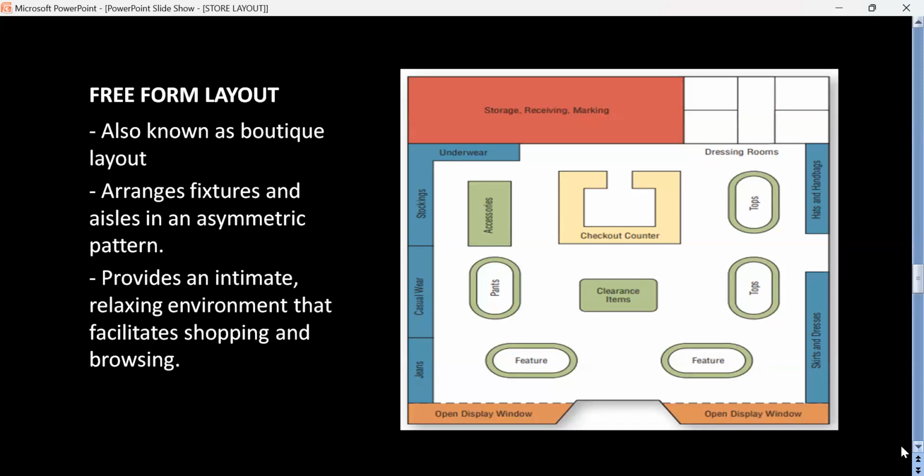Here the racks and the fixtures are used in such a way that they allow the customer to visit each and every panel, and they are not very stuffed. There are huge spaces in between, and they allow a very relaxing environment, a very luxurious feel, and that is why it is called the boutique layout. While the racetrack is called the loop layout, this is called the boutique layout. So these are the three layout forms which are popularly used by retailers.